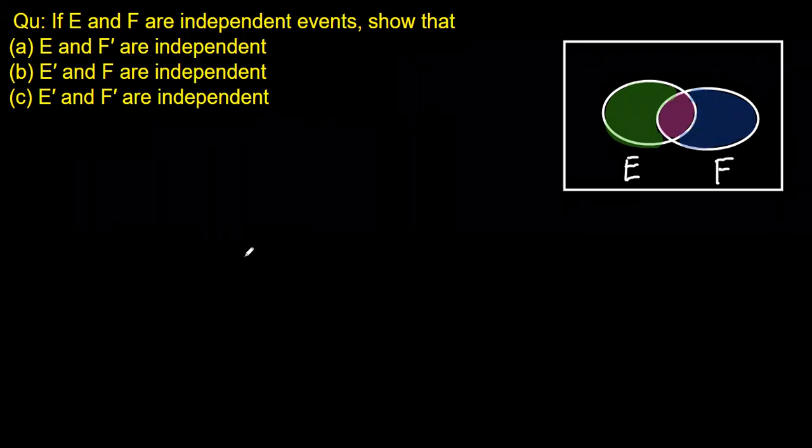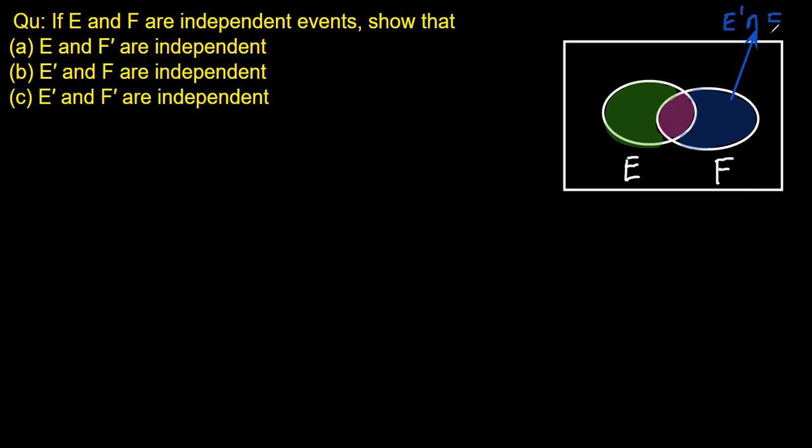Let us write them one by one. This region here is all the elements that are in F but not in E. How do we write it? We write it E complement intersection F. E but not F means E intersection F complement. We are writing that because we have to deal with these things. And we also want to show E complement intersection F complement.